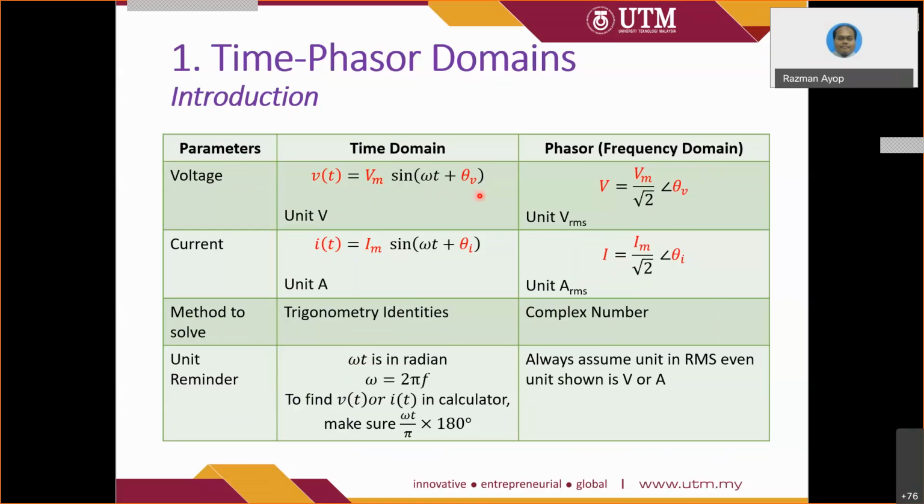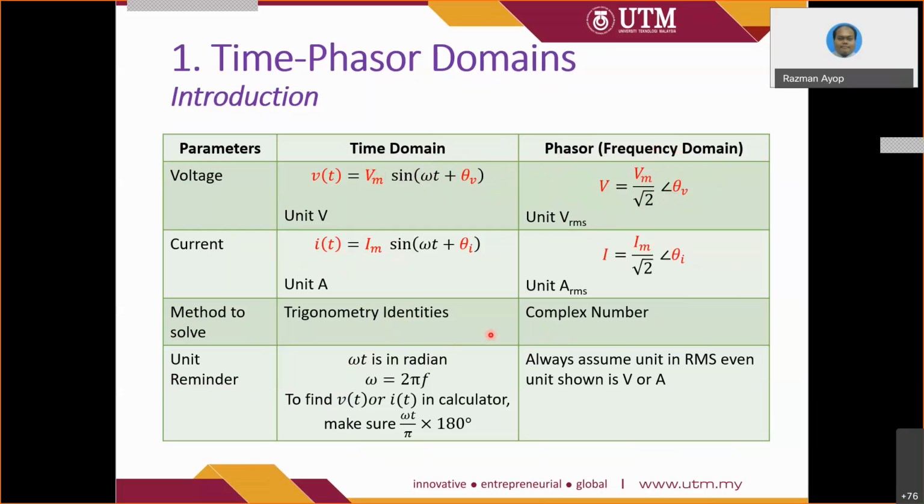For voltage and current it is almost the same. The units are volt and ampere. But when you change to phasor domain, you need to use the RMS value. Remember what I said before in class, that you have to divide by square root 2 to get Vrms. So you take the maximum value here and divide by square root 2. Then you just take the angle, the phase shift, and place it here. That is for changing time domain to phasor domain.